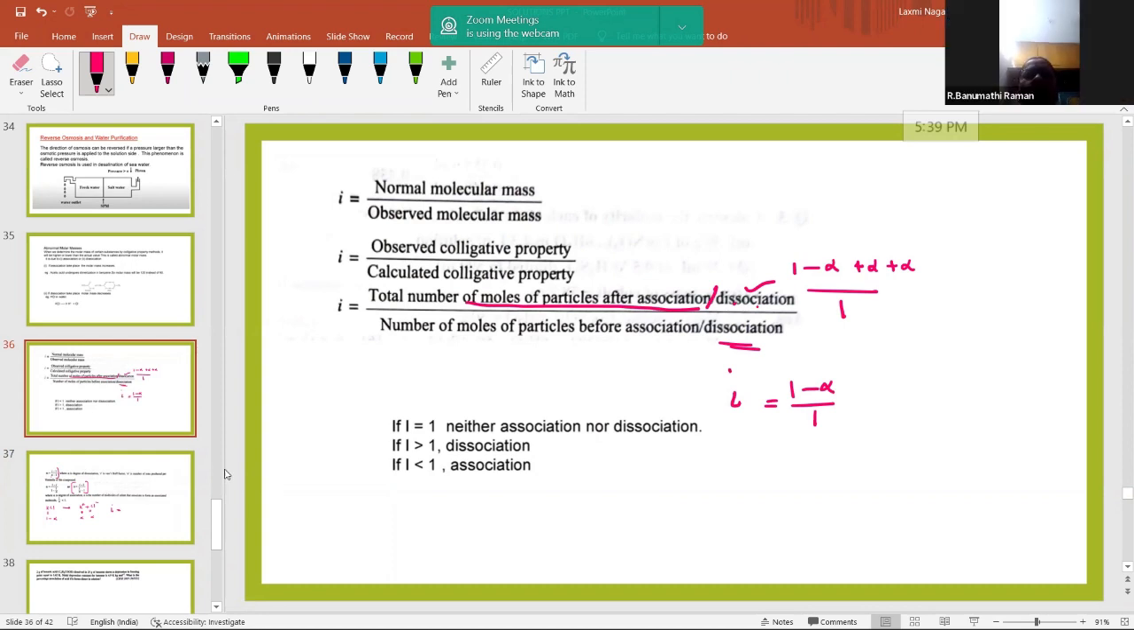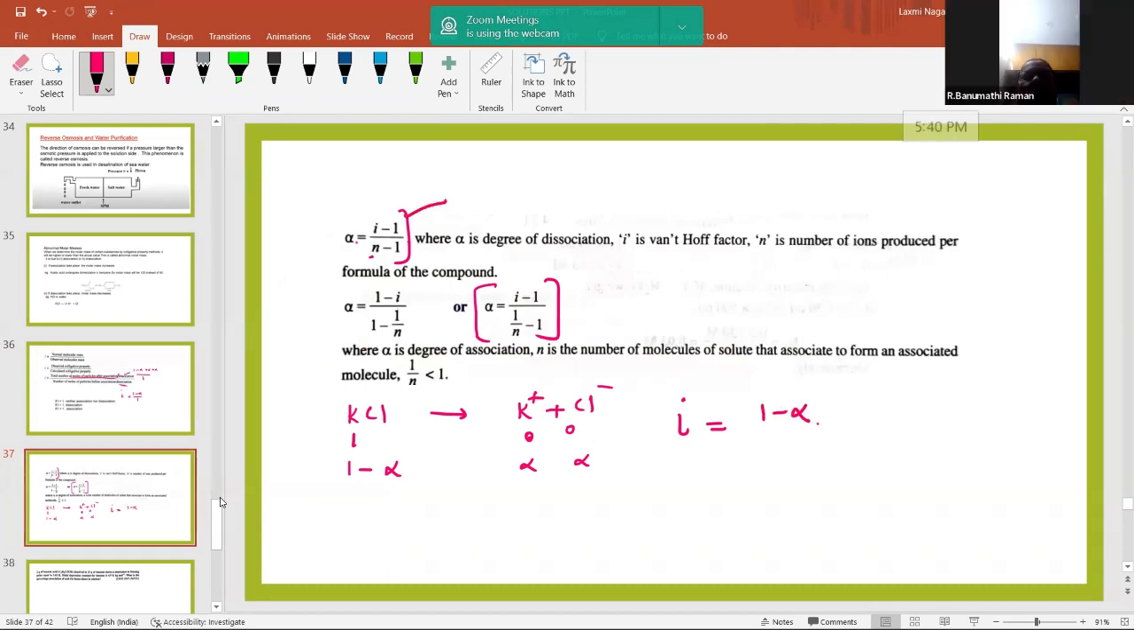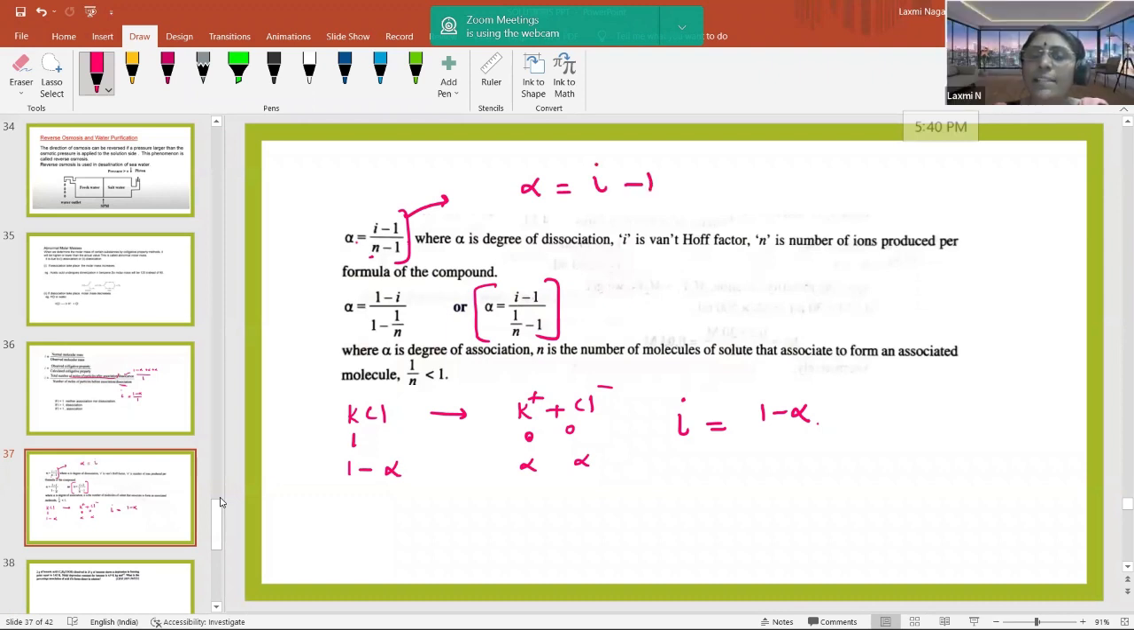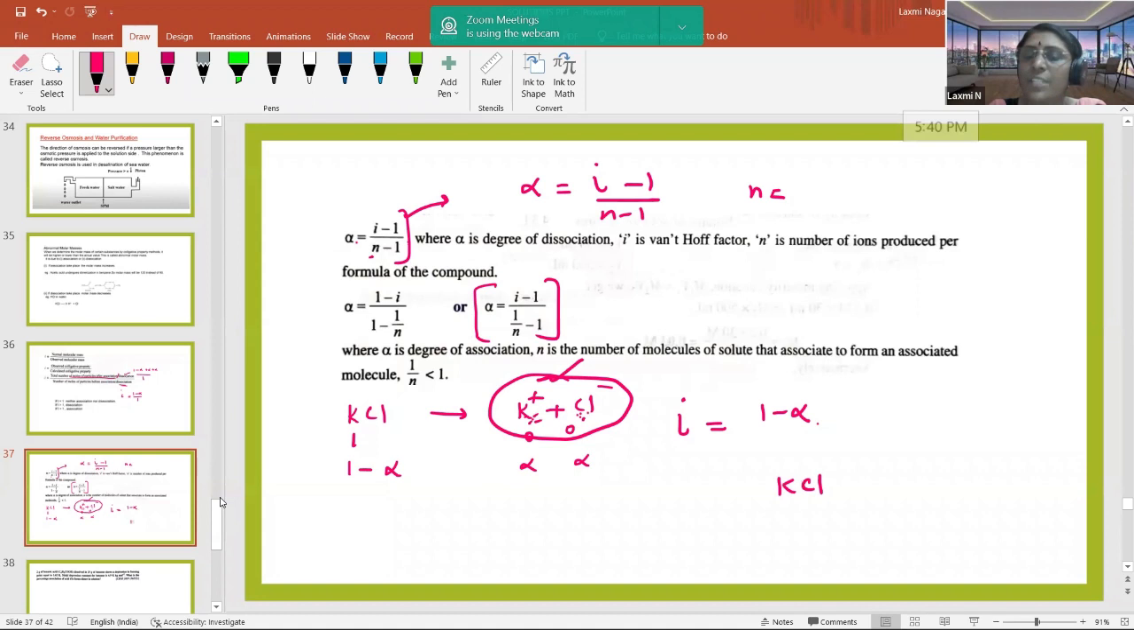So can I now use this expression also? What is the expression? Just think of this. Alpha is equal to i minus 1 by n minus 1. What is n? n is the number of ions generated. How many ions is KCl capable of generating? 1, 1. Totally 2.